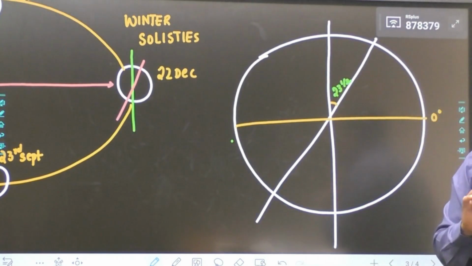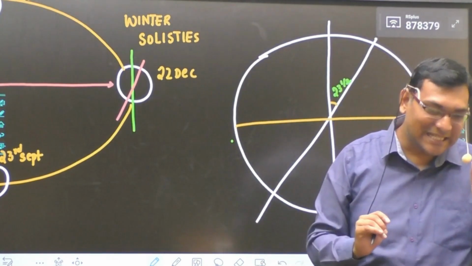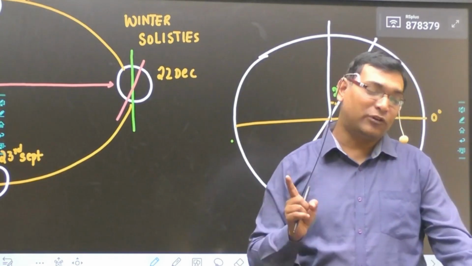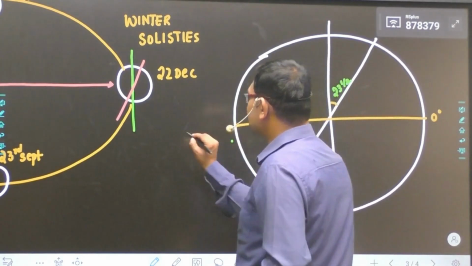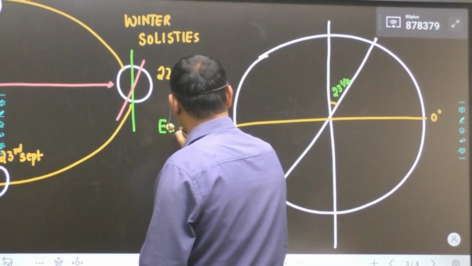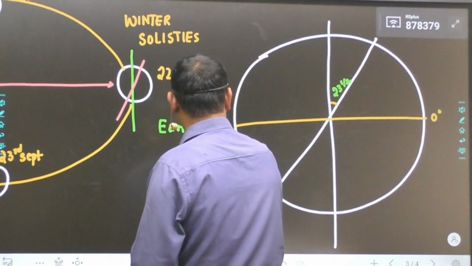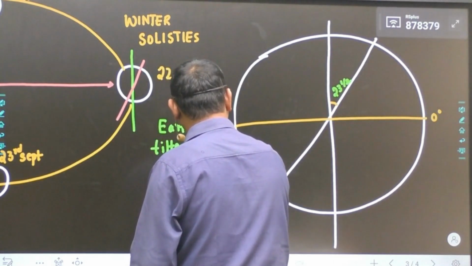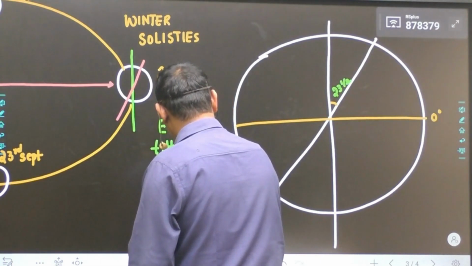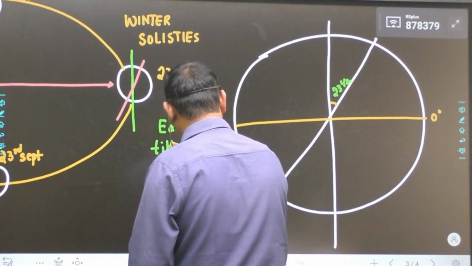But in the textbook, in NCERT, it is written Earth is tilted by 23.5 degree from the vertical axis. I'm writing here, Earth is tilted 23.5 degree from vertical axis.